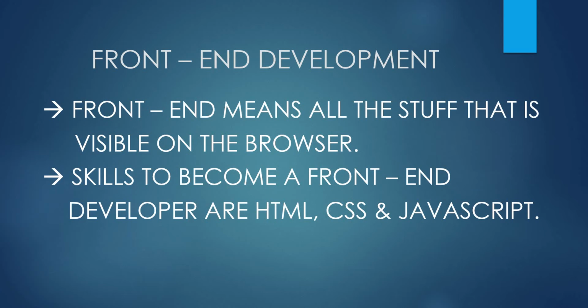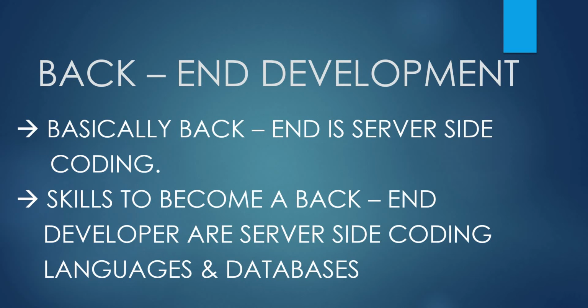The one who can make static websites, which have no dynamic view but look beautiful, who can make the structure through HTML, style it through CSS, and add functionality through JavaScript, is known as a successful front end developer. Let's talk about the skills to become a front end developer. As I said before, the front end developer skills are HTML, CSS, and JavaScript. You can also learn frameworks.